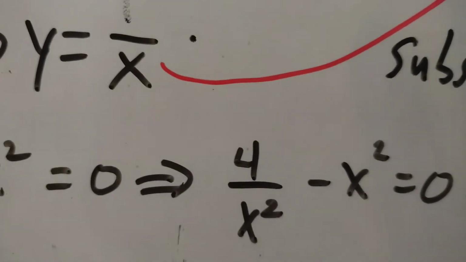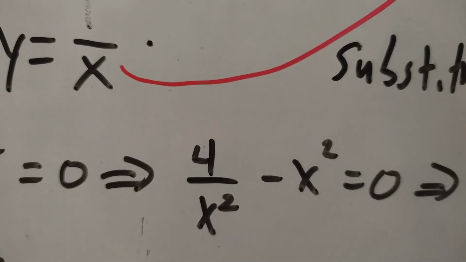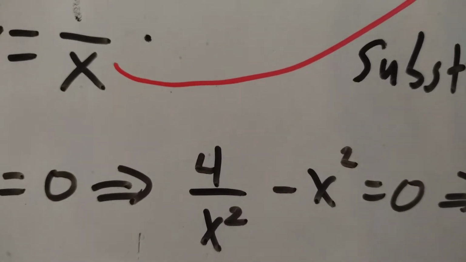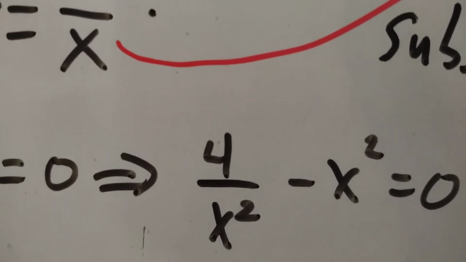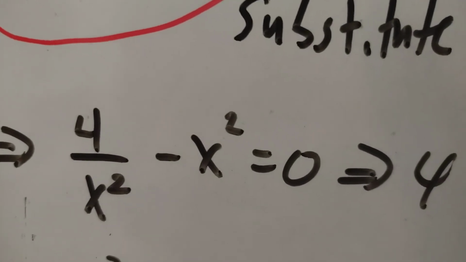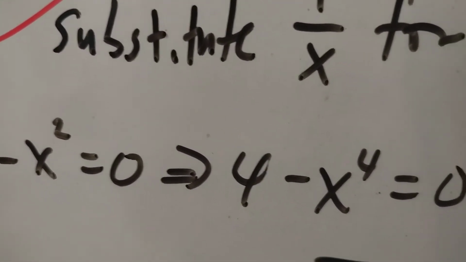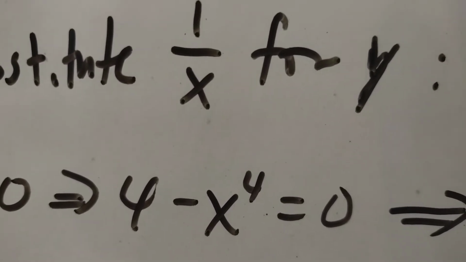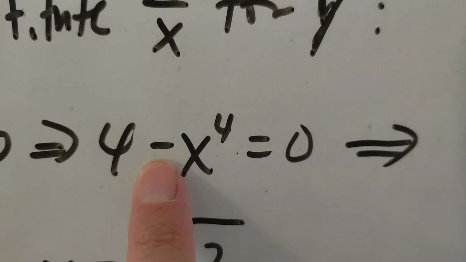Let's clear the fractions. Whenever you have an equation, meaning an equal sign, you're allowed to multiply both sides by the LCD, as long as that's not 0. So x cannot equal 0, otherwise you're dividing by 0. So the domain is going to be all x except for 0. Okay, so when I multiply both sides by x squared, I get 4 minus x to the 4th is equal to 0. This is a difference of 2 squares.